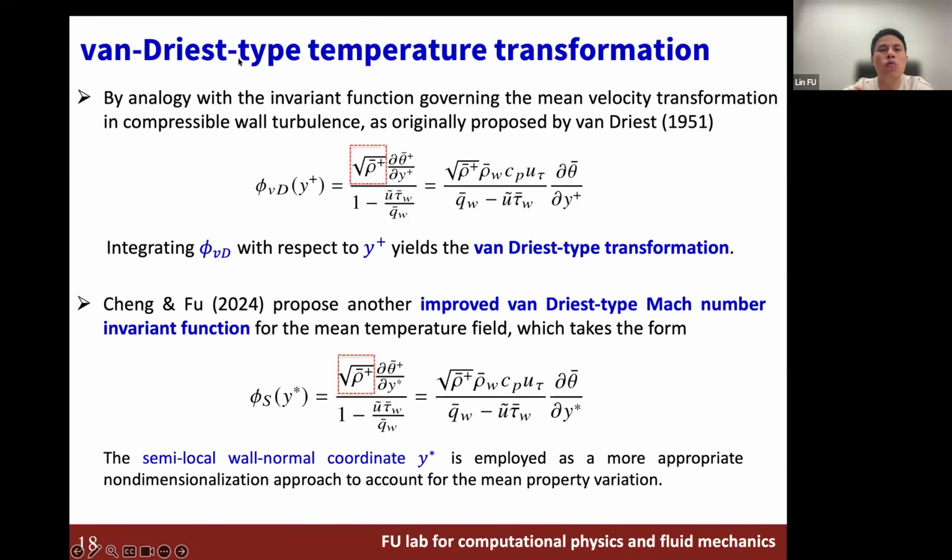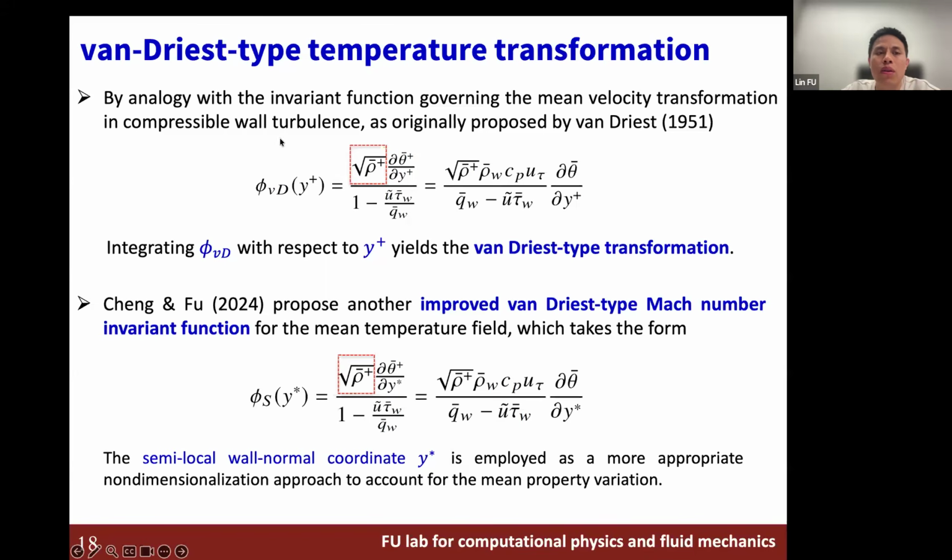There is another type of temperature transformation, the van Driest type, which is essentially similar to the velocity transformation. By analogy with the invariant function governing the mean velocity transformation in compressible wall turbulence, as originally proposed by van Driest, we can also propose a density-weighted, van Driest type of temperature transformation. This is the original format. And with my student, we also proposed this improved van Driest type Mach invariant function and scaling. You can see that the density-weighted function still remains, but we change the length scale from y plus to y star to better account for the compressibility effect.